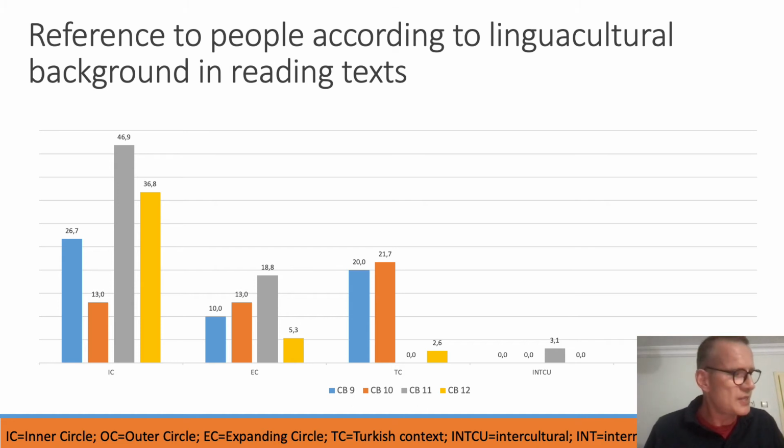So let me jump into the findings. Here you find the findings for reference to people, and what we can see is that in all course books there is a reference to the inner circle, but the course book for grade 10 is a little bit of an exception, because to a stronger extent people from the Turkish context are considered compared to the other course books. So there's a distribution, but it's not equal in all course books.